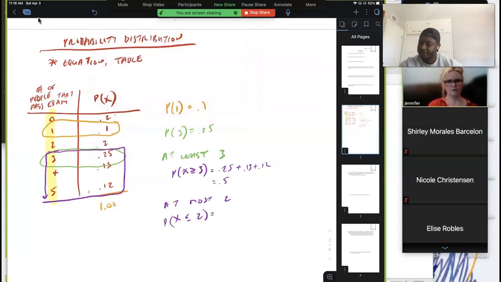Then now I'm going to look at 2 or less. So I'm looking at all of these. So I would add 0.2 plus 0.1 plus 0.2, and that would give me 0.5.